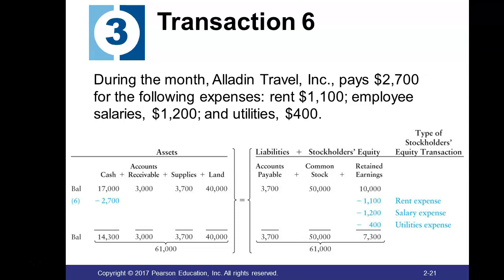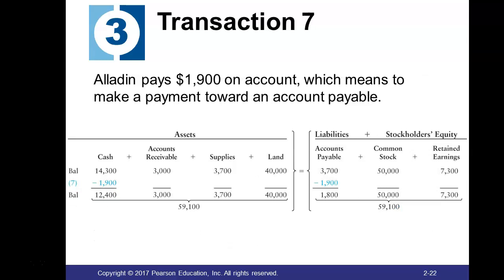Retained earnings, however, is affected. Why? Because retained earnings goes up or down depending on if it's a revenue or if it's an expense. If it's a revenue, retained earnings goes up. If it's an expense, retained earnings goes down. In this case, retained earnings goes down by the $1,100 in the rent expense, $1,200 in the salaries expense, and $400 in the utilities expense. So we now have been able to complete this transaction, and this transaction actually balances. So let's think about this one.